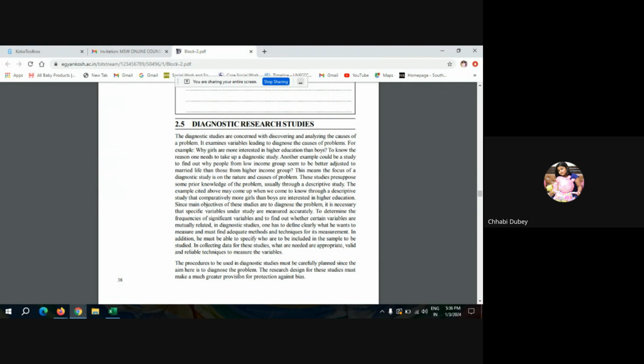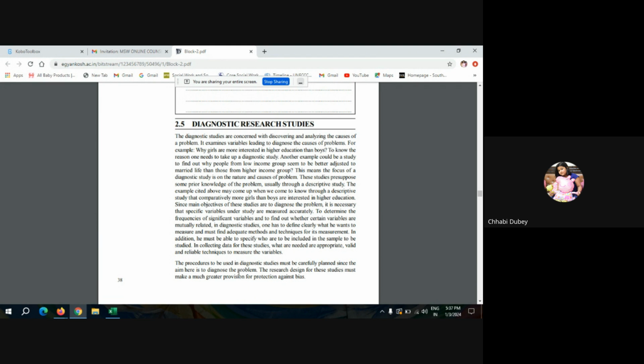There can be many problems which have leading factors that cause them, and diagnostic research is going to find out the causes of these problems. For example, it may be used to study why girls are more interested in higher education than boys, or why boys are less interested than girls in higher education. So the focus of a diagnostic study is always on the nature and causes of the problem.